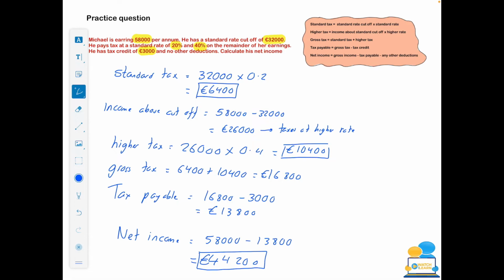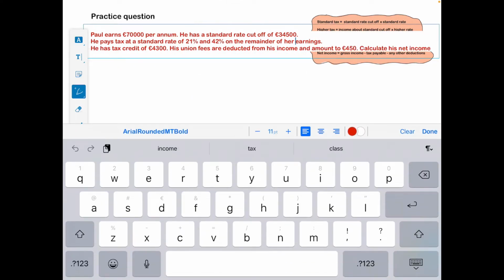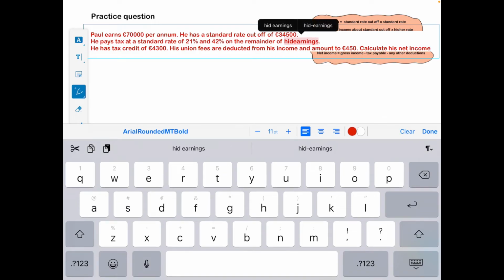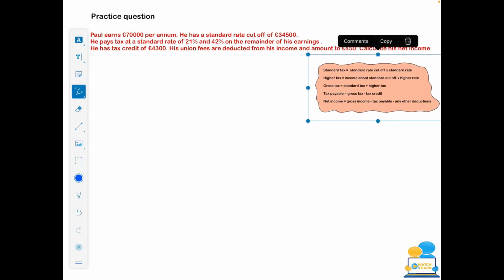Okay, we're going to do one more just to show that the steps are always exactly the same. So Paul earns 70,000 per annum. He has a standard rate cut off of 34,500. He pays tax at a standard rate of 21% and 42% on the remainder of his earnings. His tax credit is 4,300. Union fees are deducted from his income, an amount of 450. Calculate his net income. Okay, so we're going to do it all the same again.